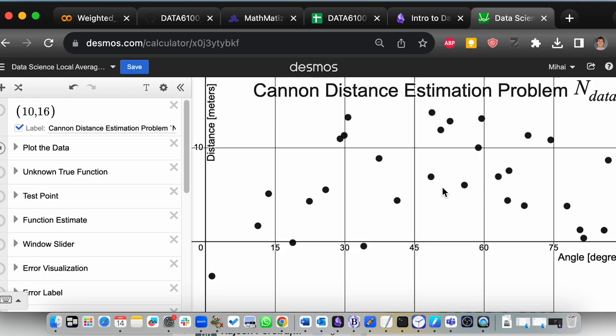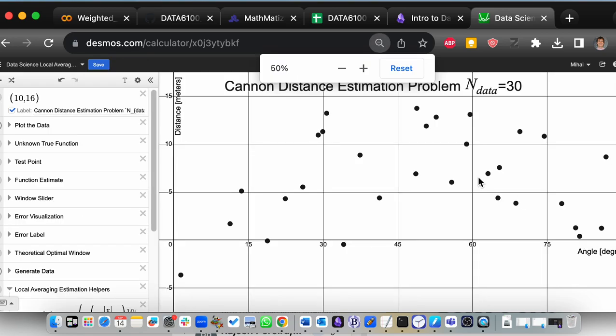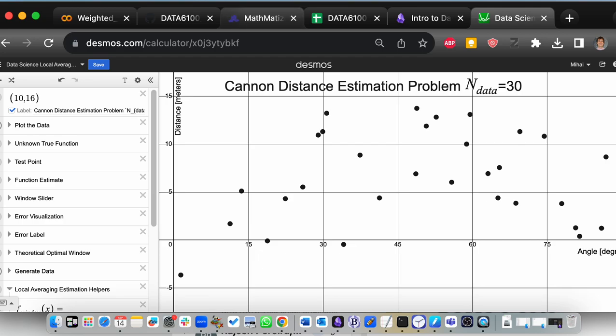And here is the set of points I got. I think n data is 30 here. It's too zoomed in to see. Can I zoom out even more? There we go. n data is 30. So there's 30 cannonball shots, and we have to use those cannonball shots to figure out the true function. And the true function is here. It's this blue function. If you know physics, this is the function sine of 2x. That's how far, if you shoot a projectile at a fixed velocity, how far it goes is the sine of twice the angle.